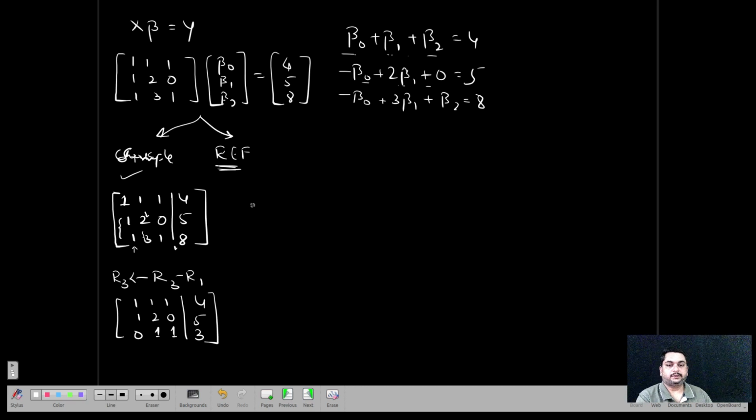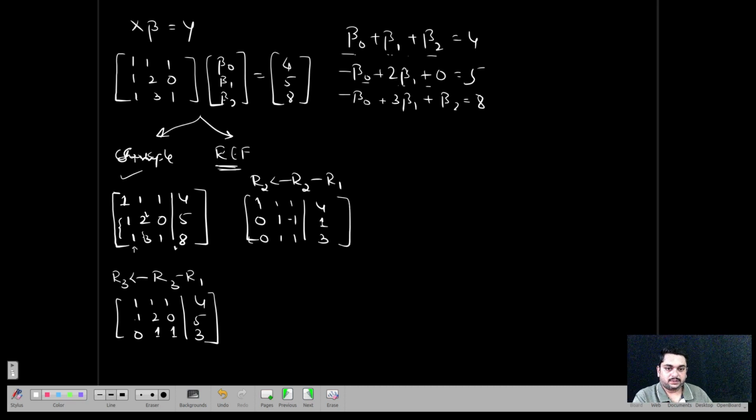Next, now you try to make this element 0. So R2 is R2 minus R1. This one will remain the same. So 1 minus 1 is 0. 2 minus 1 is 1. 0 minus 1 is minus 1. 5 minus 4 is 1. Then this will remain the same.